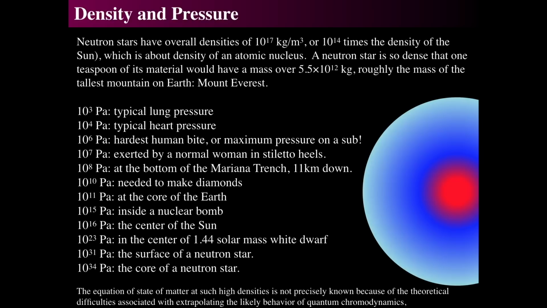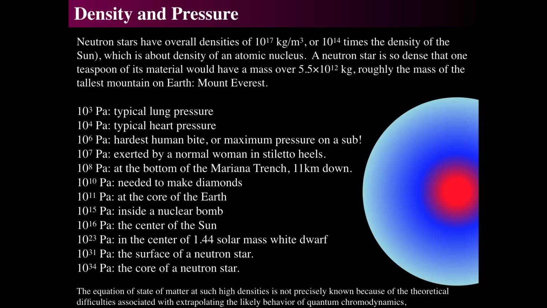In any event, we can then look at the pressures that happen. And I found a really cool list of pressures. It's fun to think that 1,000 pascals, where a pascal is a measurement of pressure, is about your lung pressure when you breathe. About 10 times that is heart pressure. About a million pascals, or 1,000 times your lung pressure, is about as hard as you can bite. Or more specifically, if you put a zillion people biting on a nuclear submarine, that's about the pressure that the nuclear submarine's hull can take.